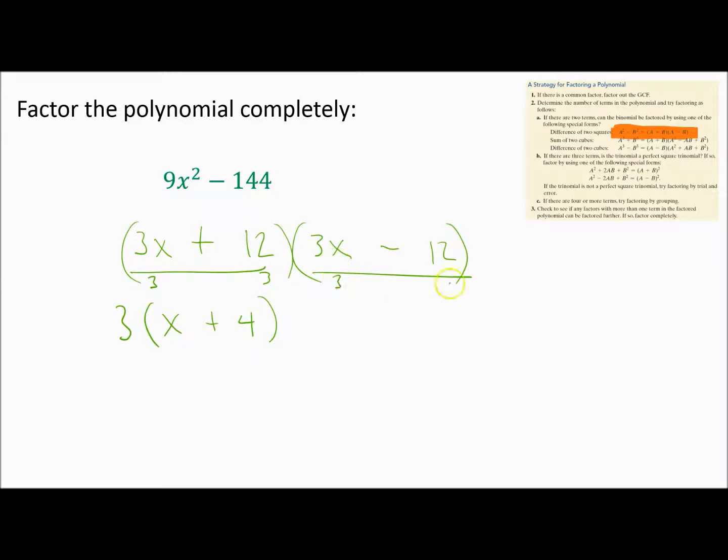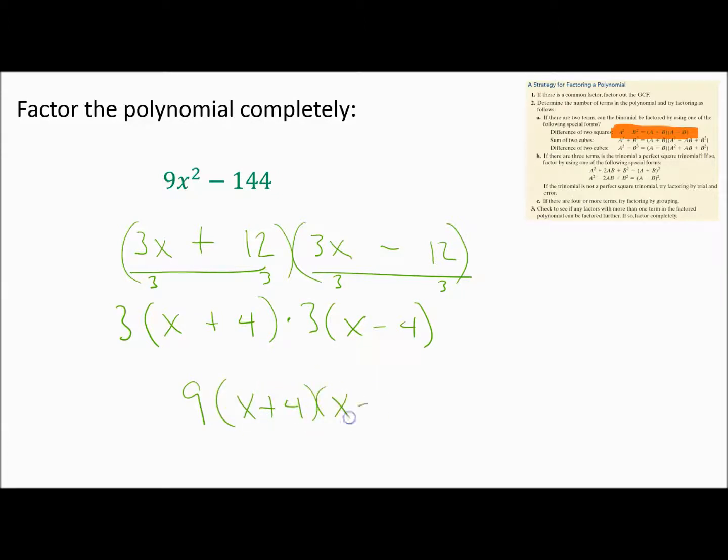Also, I have a 3 that comes out here, and that leaves, oh, don't forget to write the 3. So again, mistakes that can happen. If you pull out a greatest common factor, you must write it down. So that's times 3, and that also gives me x minus 4. Now don't leave it like that, because that 3 and that 3 factors can come out front.